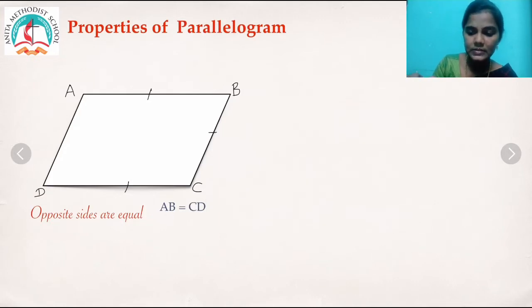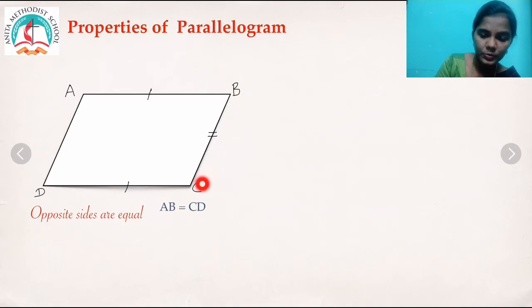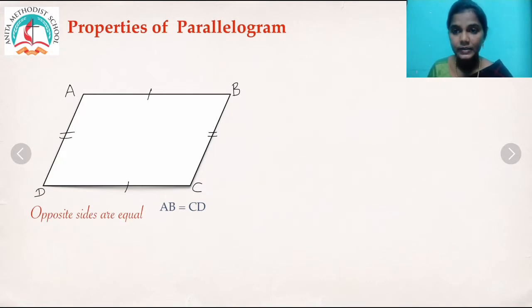Next thing, BC is equal to, the opposite side is AD. So BC equals AD. I can write BC equals AD. So this is my second property.